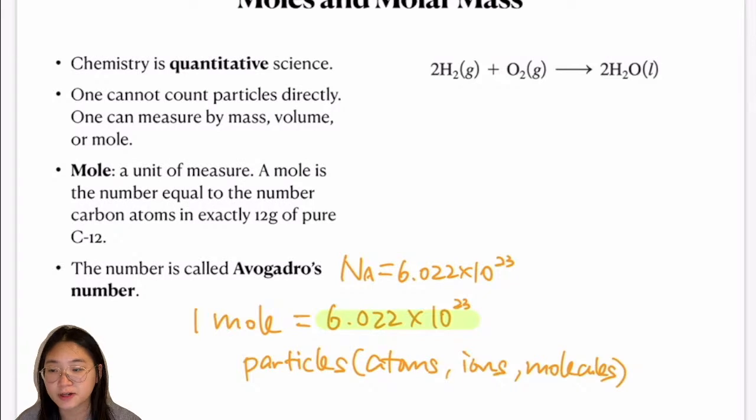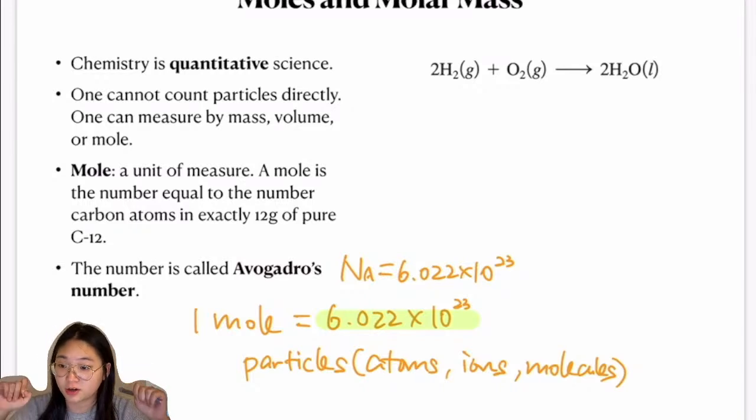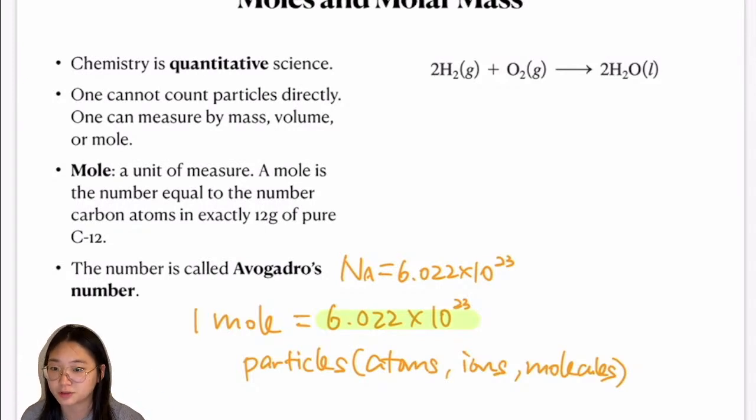To be honest, every single kind of atom actually has a slightly different number of particles in 1 mole, but we just use carbon-12 as the standard, as our reference. So that's what is meant by Avogadro's number.